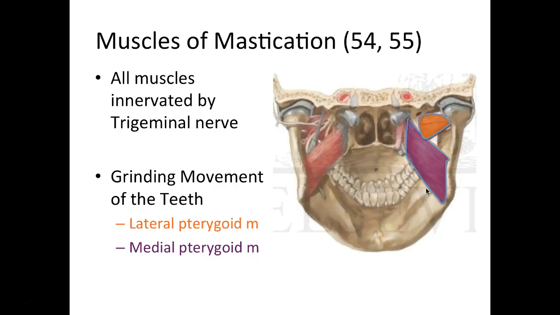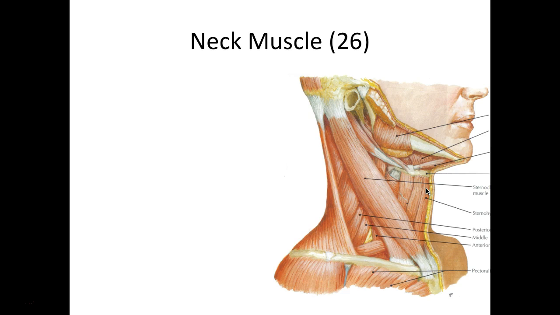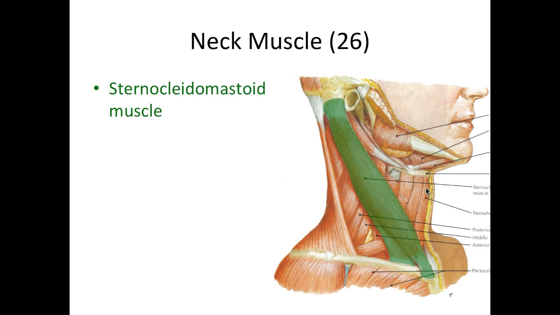This is a view of your lateral pterygoid, and this is a view of your medial pterygoid. Next, we have a neck muscle for you, and I've mentioned this one in class before. This is your sternocleidomastoid muscle, and it's named based on its attachments. So from the sternum to the clavicle to the mastoid process. Quite a thick muscle, and this assists us in turning our face to the opposite side. And when we contract both of these muscles on the right and left at the same time, it's going to allow us to flex the neck.